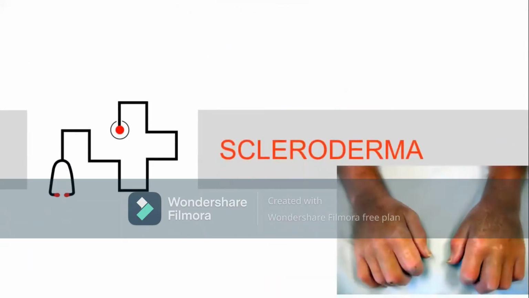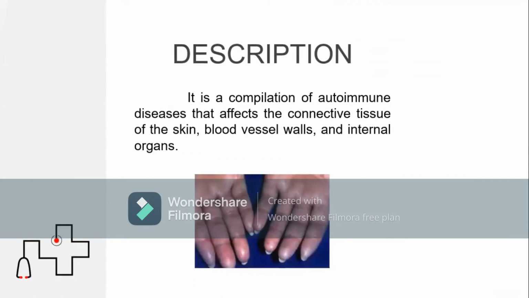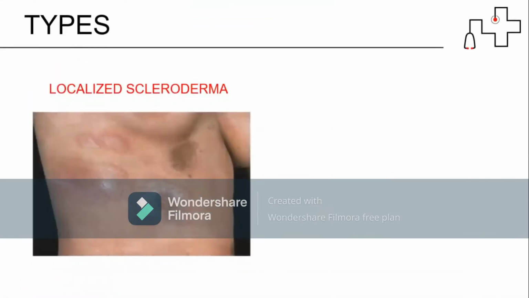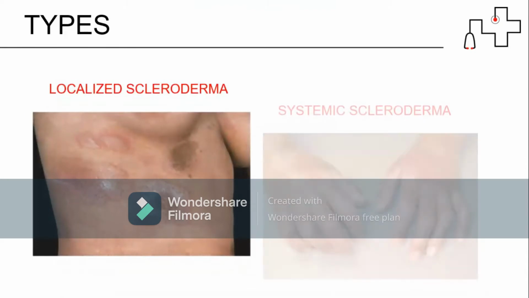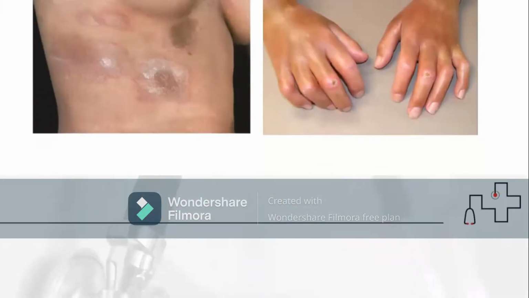First up, scleroderma. What is scleroderma? It is a compilation of autoimmune diseases that affects the connective tissue of the skin, blood vessel walls, and internal organs. It is similar to other autoimmune diseases. Women are affected 3 to 5 times more than men, and the onset typically occurs at the ages of 30 to 50 years. There are two types of scleroderma: the localized scleroderma, which affects only the cutaneous system, and the systemic scleroderma, which affects multiple organ systems.